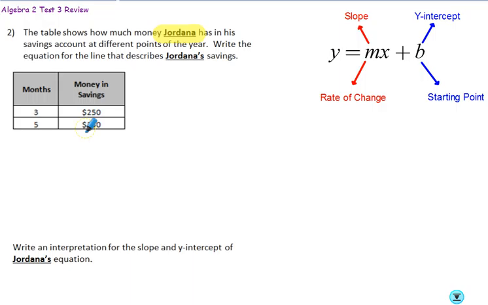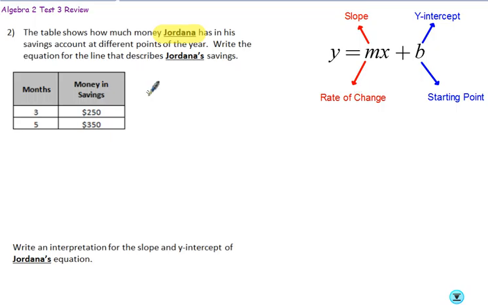If you look back at number 1, Jesus started off with more money. He started off with $500, but it looks like Jordana is going to save more per month. So eventually she's going to catch up to him, and that's what we're going to look at in questions number 3 and 4: when does she catch up to him. But let's figure out how much she's saving. So we want to know two things. We want to know what did she start off with, what did she open the account with, and then how much is she saving per month.